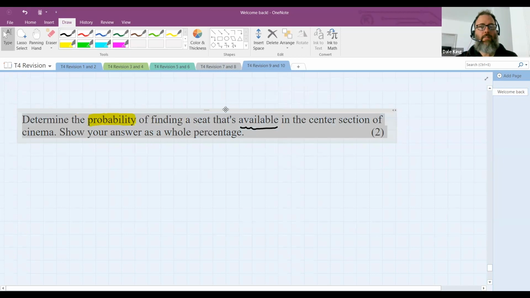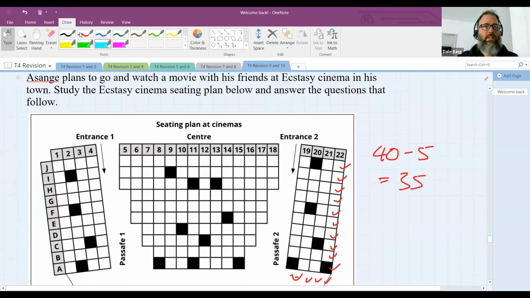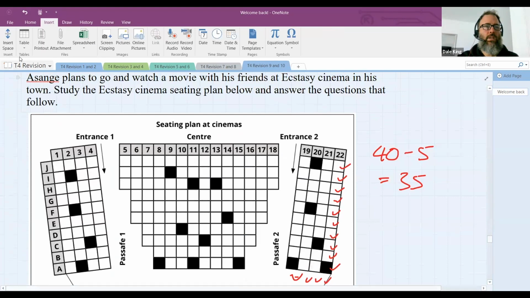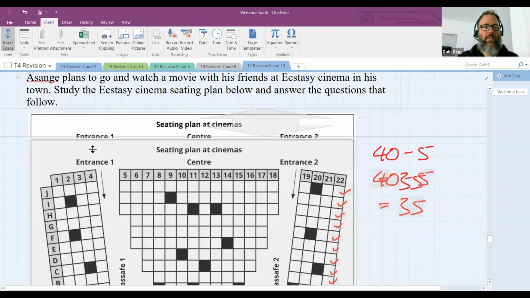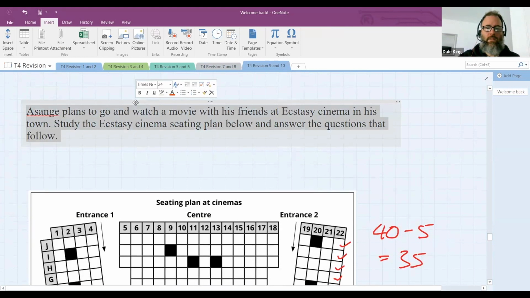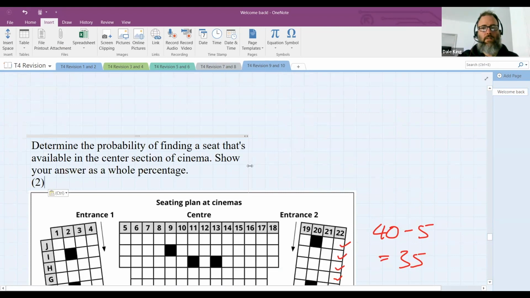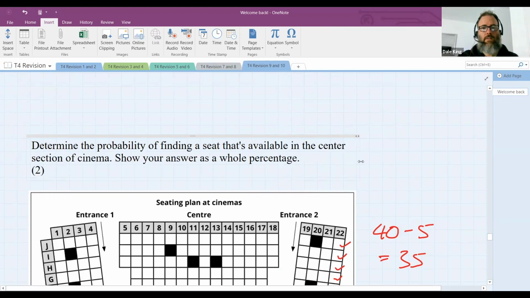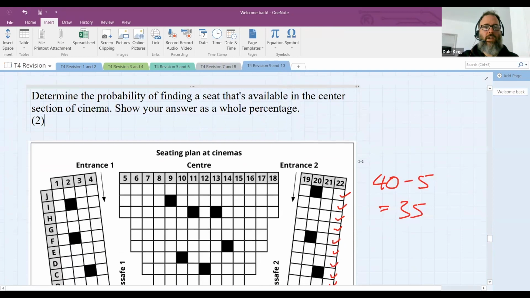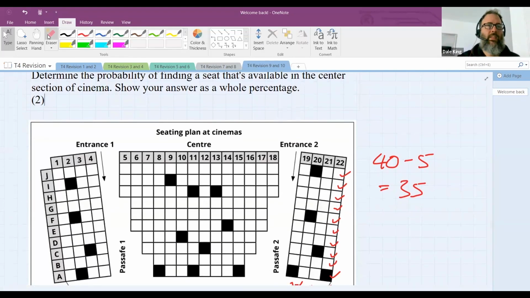I'll bring this up for you. I'll let you stare at the screen. I'll stick the question in at the top here. What's the probability of finding a seat that's available in the center section? Show your answer as a whole percentage.